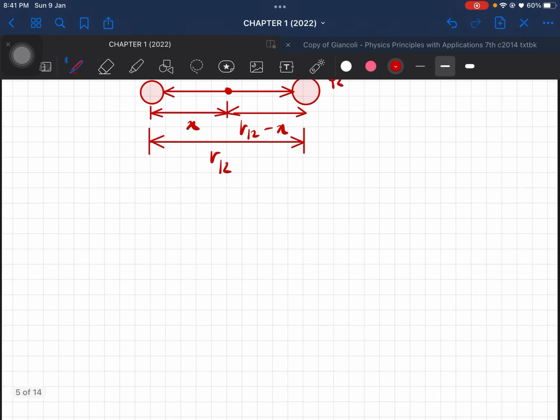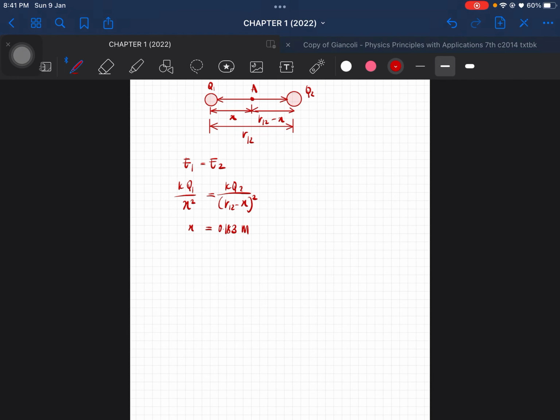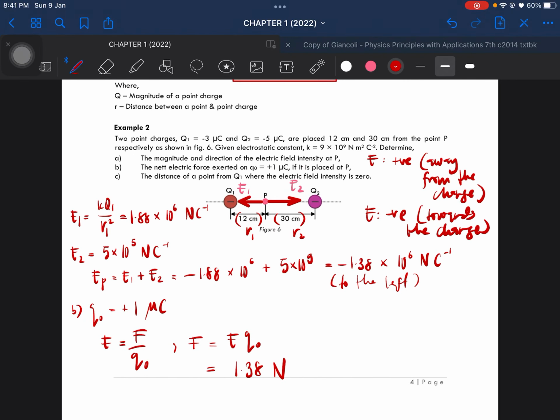Since they say a point where the electric field is 0, then we can say that E1 is equal to E2. So this is going to be KQ1 over X squared equal to KQ2 over (R12 minus X) squared. Rearrange that, and you should then get X to be equal to 0.183 meter. Okay, alright, so that is the solution for example number 2.